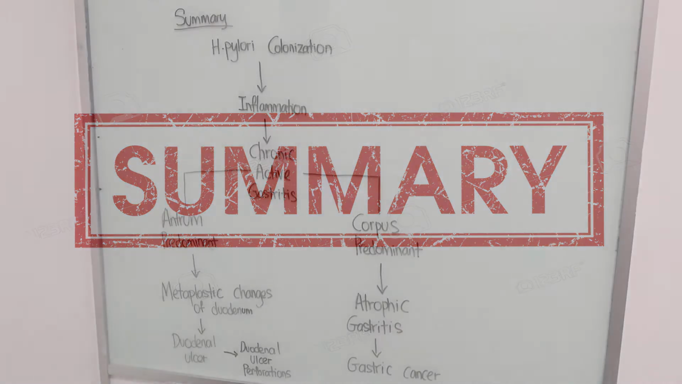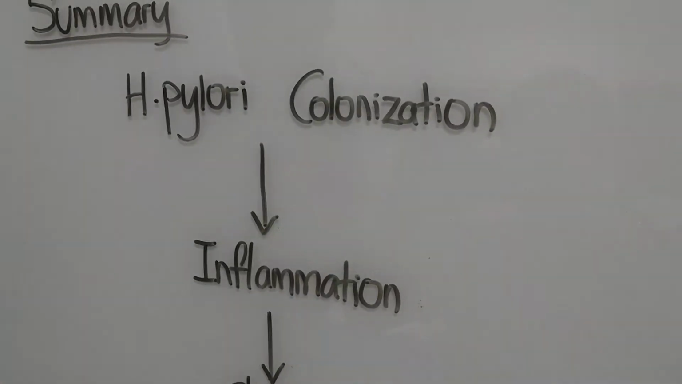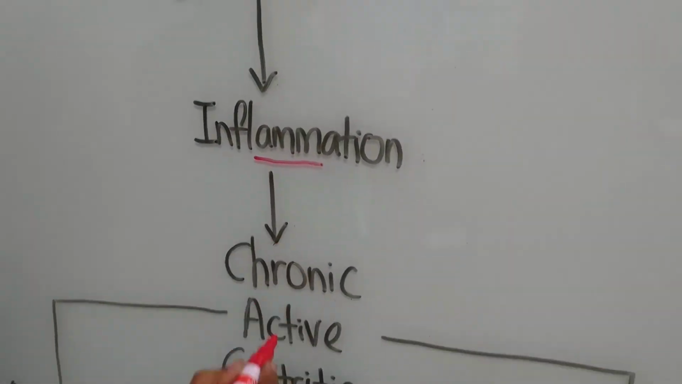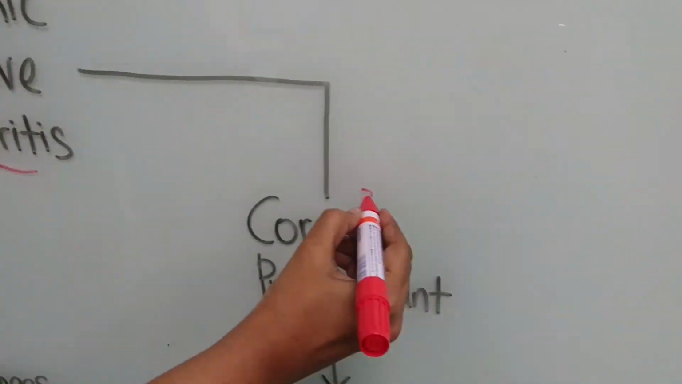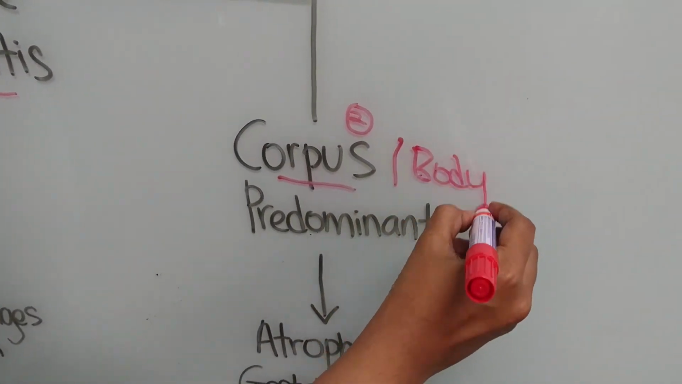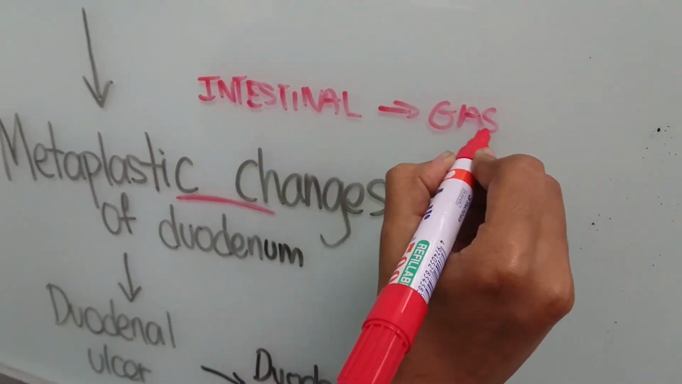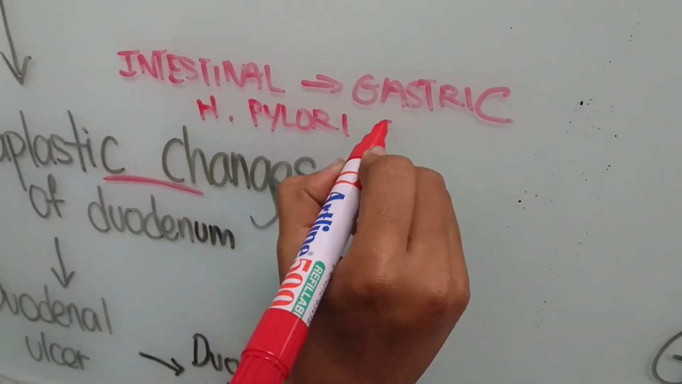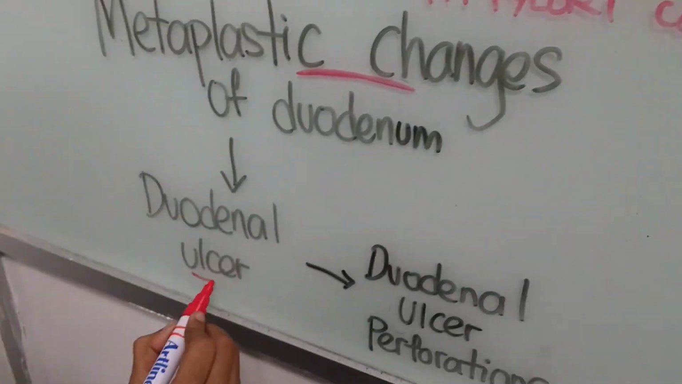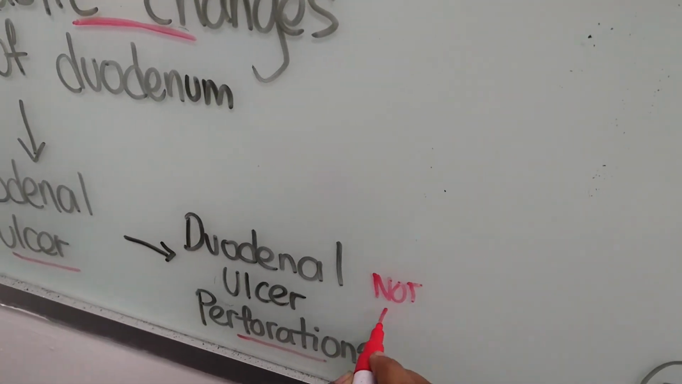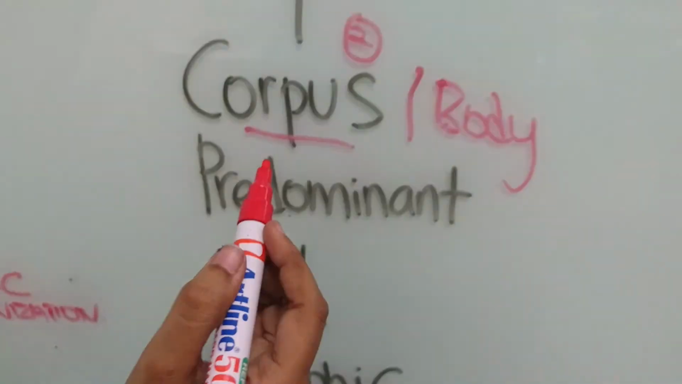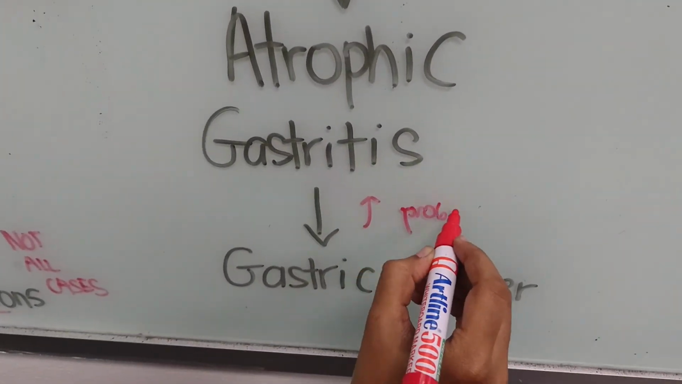So in summary, H. pylori colonization could lead to the inflammation of the stomach, which could then lead to chronic active gastritis, and you have two types of that, antrum predominant and corpus predominant. Antrum predominant could lead to metaplastic changes of the duodenum, which could lead to duodenal ulcers, which maybe or possibly could lead to perforations. On the other hand, corpus predominant could lead to atrophic gastritis, and that could increase the probability of gastric cancer.